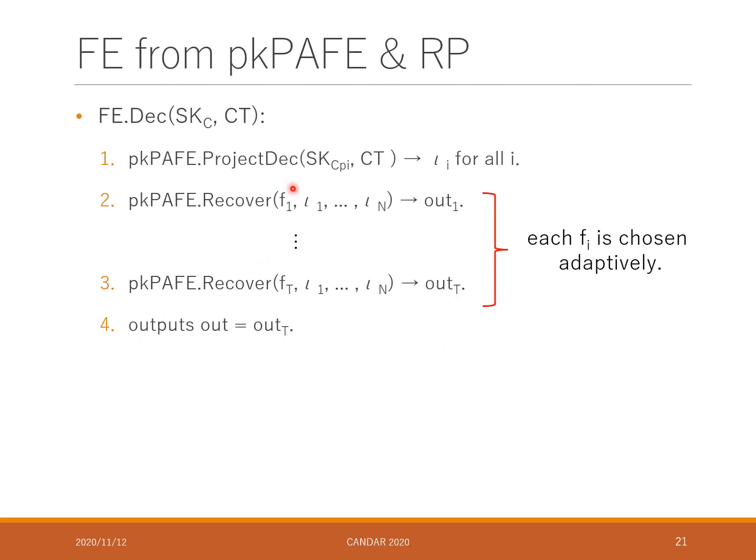Okay, finally, we show the decryption. First, by using the projective decryption, we compute the partially decrypted values iota i for each circuit CPi. And then, by using these partially decrypted values, we compute t outputs by adaptively chosen functions Fi, and the final output is output.